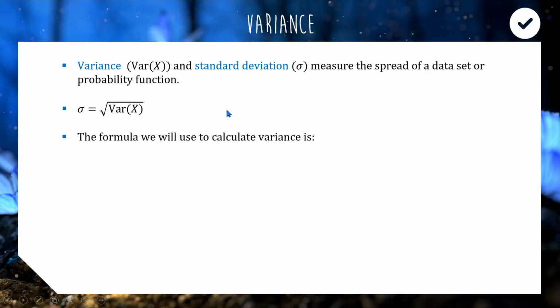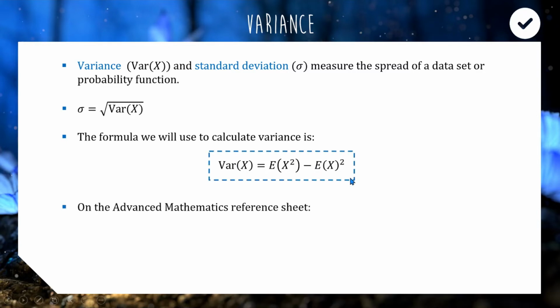Okay, to calculate variance, we're going to be applying a formula, which looks like this. Variance of x is equal to the expectation of x squared, take away the expectation of x, squared. We looked in the last lesson at how to find the expected value, or the mean as we call it. Today we're going to be applying a similar but slightly different formula to find variance. Luckily, this formula is on the mathematics reference sheet if you are feeling forgetful. And keep in mind that instead of writing expected value of x, they can write mu because it's the mean. Expected value and mean are the same thing in terms of a probability function.